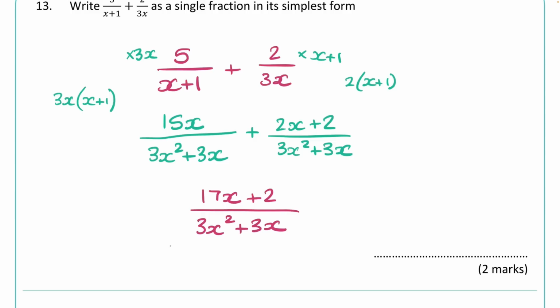The denominator does, because we only just expanded it. So I could factorise it and write it as 3x brackets x plus 1, which is what it was before we expanded it out. However, the top and the bottom don't divide by anything, so it doesn't simplify. So actually that's my final answer. So 17x plus 2 over, and then we have either the factorised version or just 3x squared plus 3x. Either would be fine in that question. But there we go, a nice little 2-mark algebraic fraction.